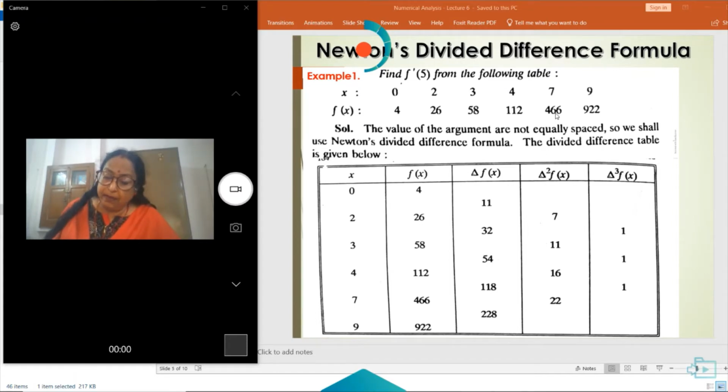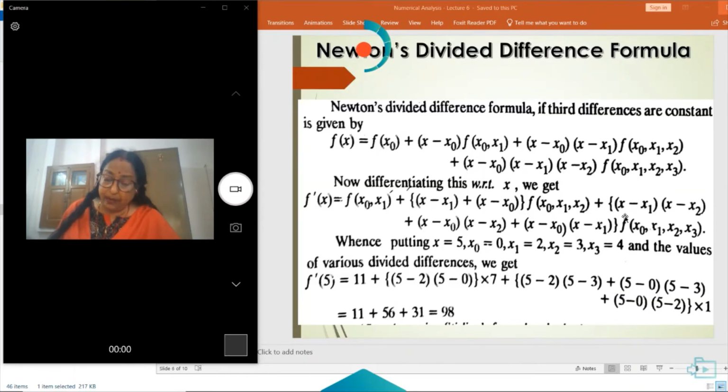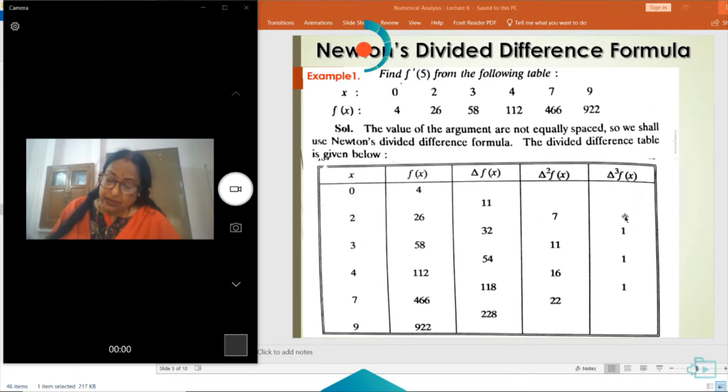So prepare a divided difference table as shown above, and then Newton's divided difference formula. We know fx is equal to fx0 plus x minus x0 f x0 x1 plus x minus x0 x minus x1 f x0 x1 x2 and so on. Here x0 is the first value 0, and x1 is the second value 2, x2 is the third value 3, and so on.